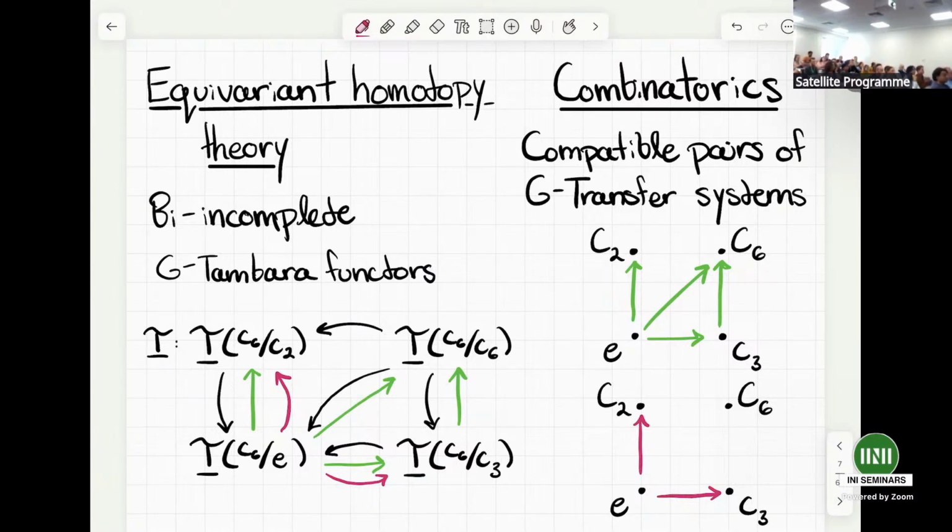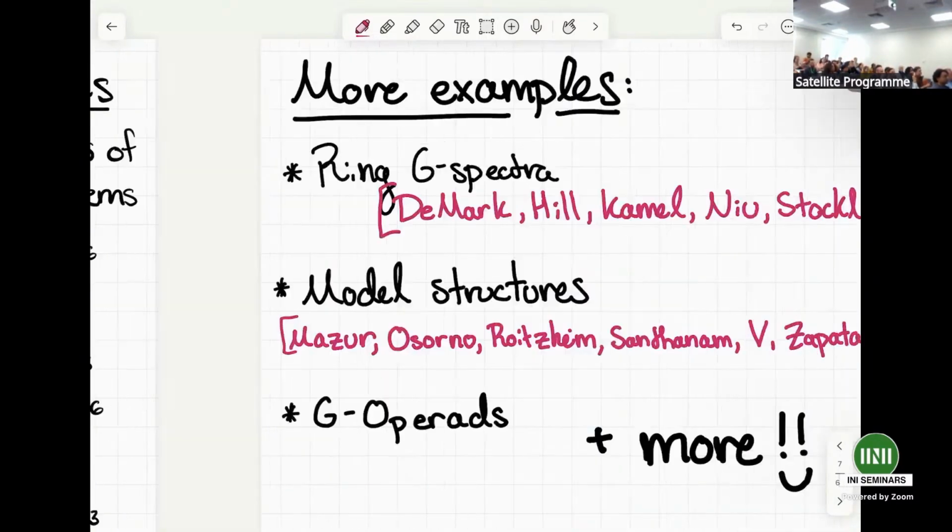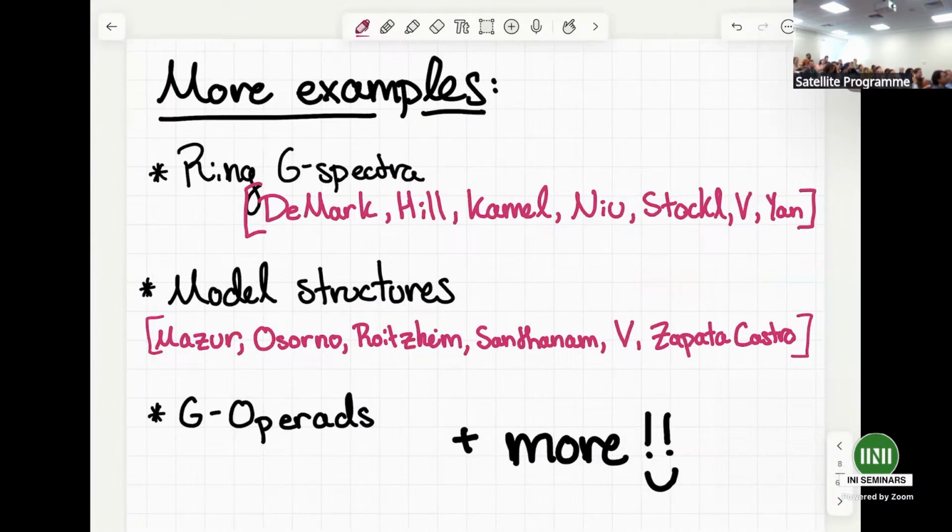Okay, so hopefully you're motivated. No, I am. More examples are ring G spectra, so these are my projects with DeMarc, Hill, Camel, Nino, Stockel, and Young. We're thinking about these things. Model structures, my WIT group is thinking about this as our second project. Operads, we don't have a project on that yet, I guess. And then I'm sure that there's plenty more.